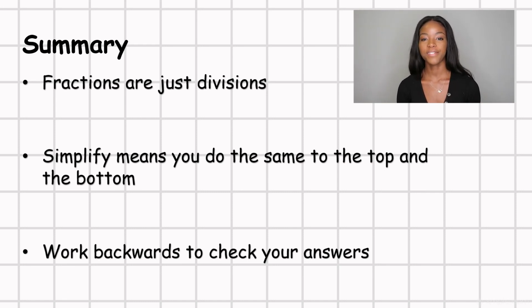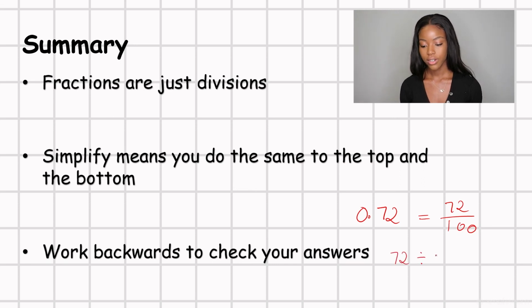So particularly when we're writing decimals as fractions, it's really easy just to use your answer, either put it in a calculator and see if you get the same decimal, or let's say for example when we had 0.72 and we wrote it as a fraction, we did 72/100. It's really easy to work backwards and just to make sure it's right. So if we did 72 divided by 100, we're just checking that we do in fact get 0.72, and in this case we do.